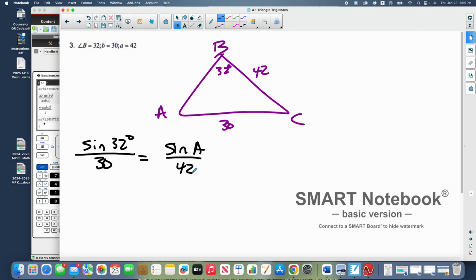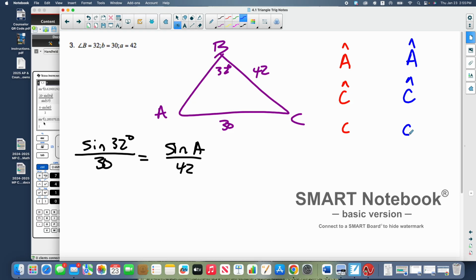Now, here's what I'm going to do to try to help. The things that I have missing are angle A, angle C, and side C. I'm going to write it in two different colors so you see it as you're going. We're not technically to that point yet, but we're going to get there. So let's cross multiply and let's solve.